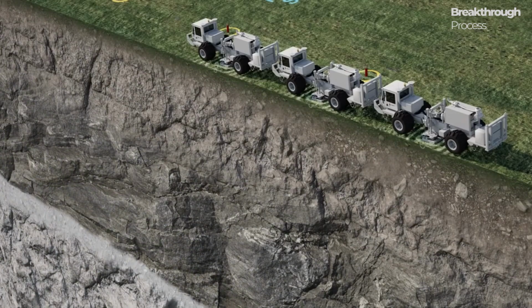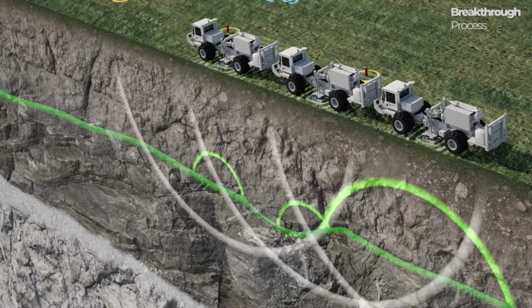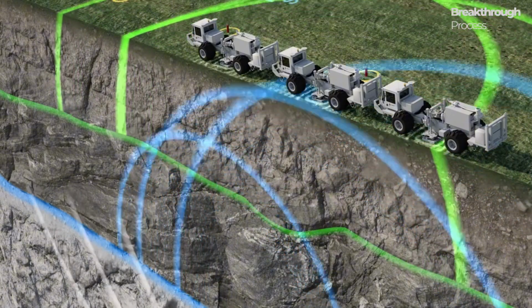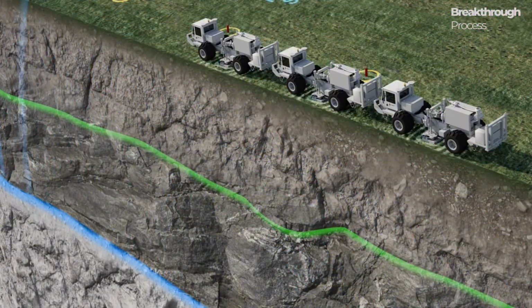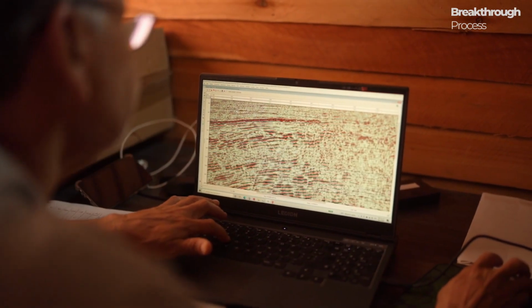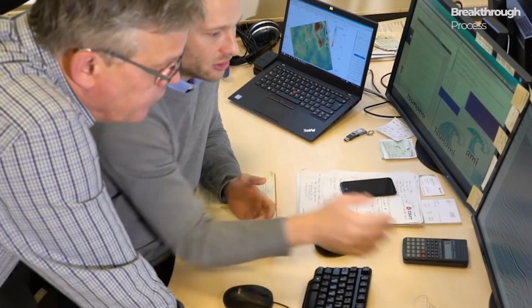Seismic waves are a common tool where sound waves are emitted and reflected back from geological layers. Based on the time and intensity of the reflections, experts can create a 3D map of the oil-bearing rock layers.